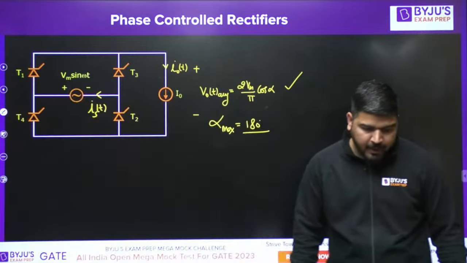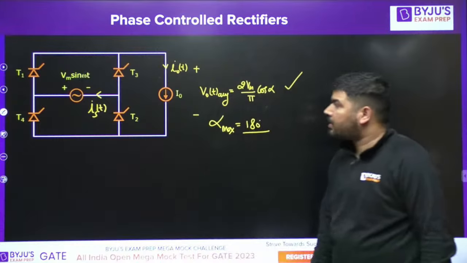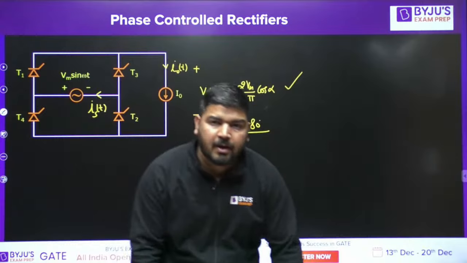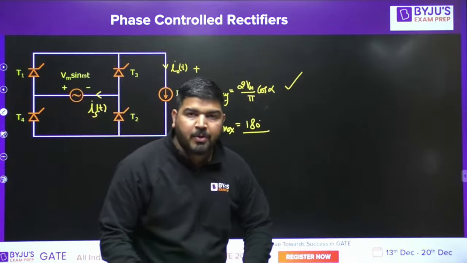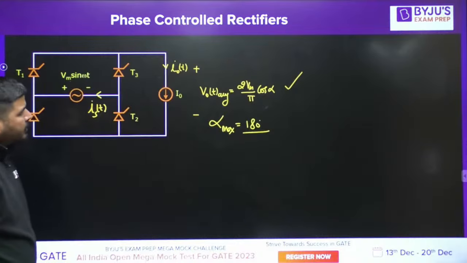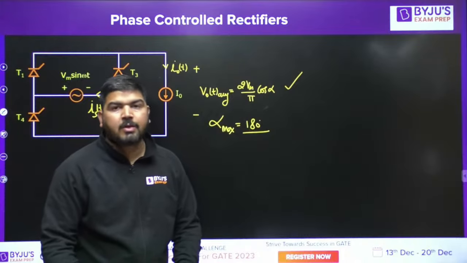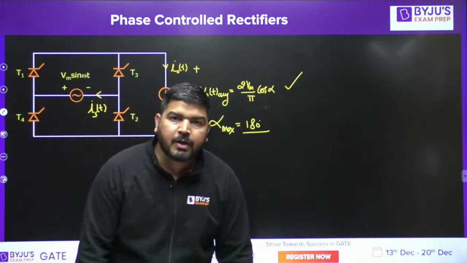So this is again an important case. Average output voltage here can be positive, negative, both. And the source can absorb the power, it can deliver the power, depending on alpha. So in current source, alpha max is 180 degree and average output voltage can be positive or negative. This formula is valid everywhere because conduction will remain always continuous.